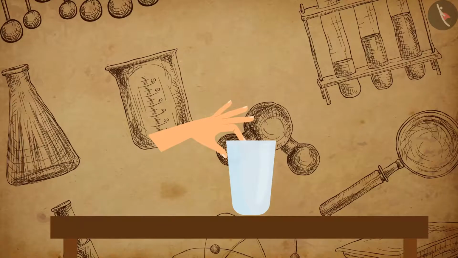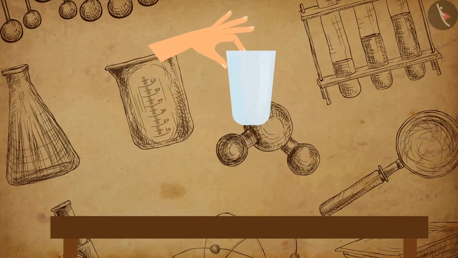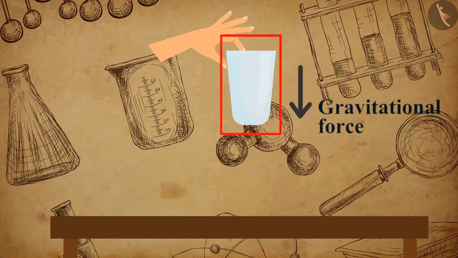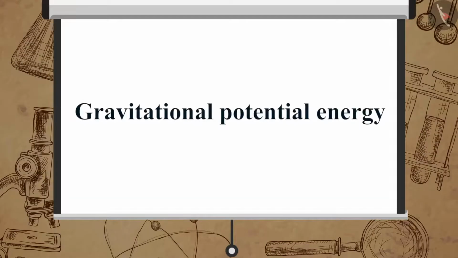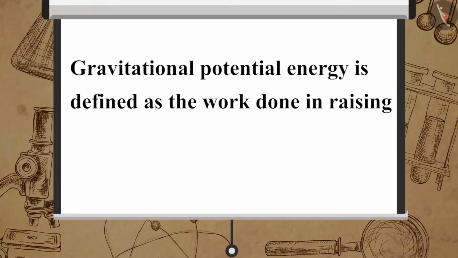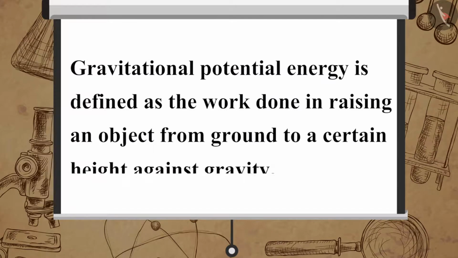Now, let us understand what happens to the potential energy of an object when raised to a certain height. When an object is raised to a certain height, work is done on it by us against gravitational force, due to which an object possesses more energy when raised to a greater height. This energy possessed by the object is termed as gravitational potential energy. Gravitational potential energy is defined as the work done in raising an object from ground to a certain height against gravity.